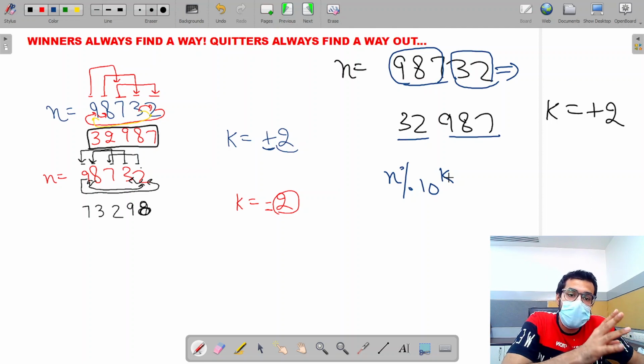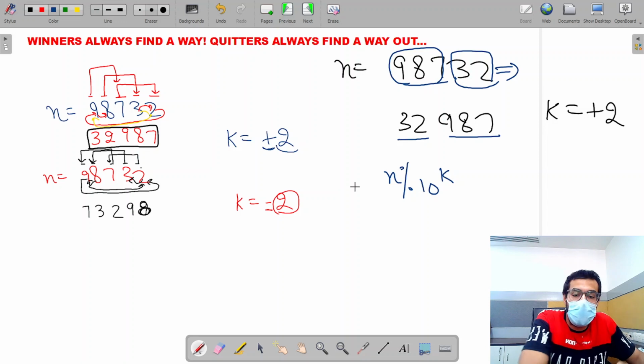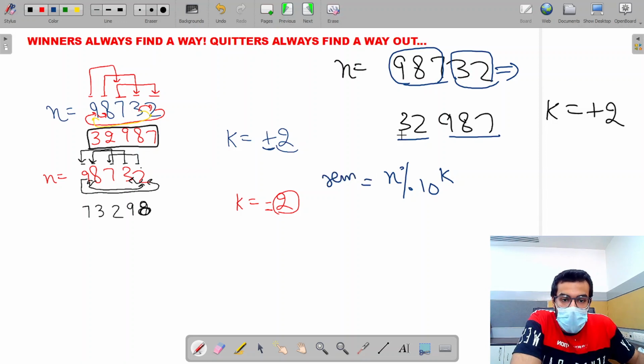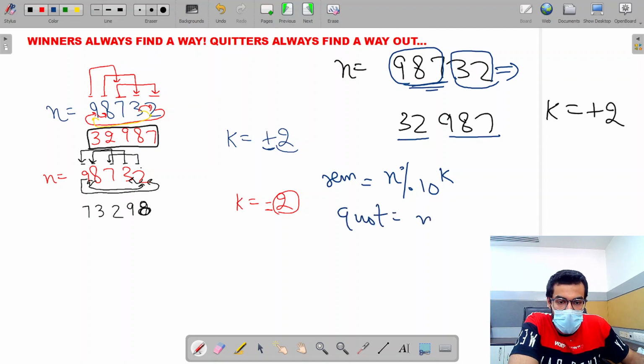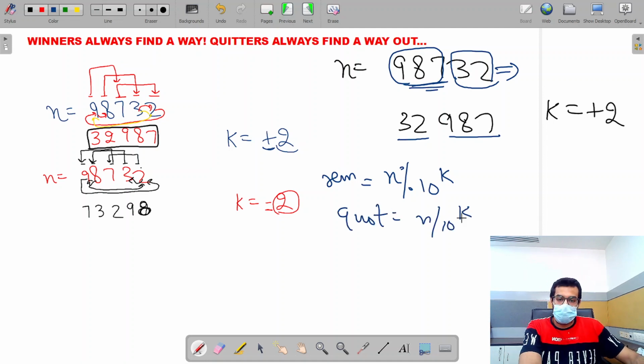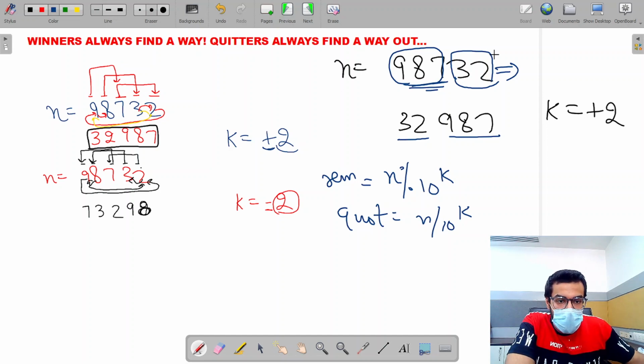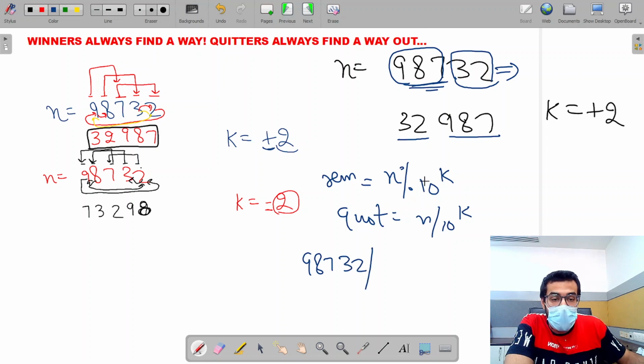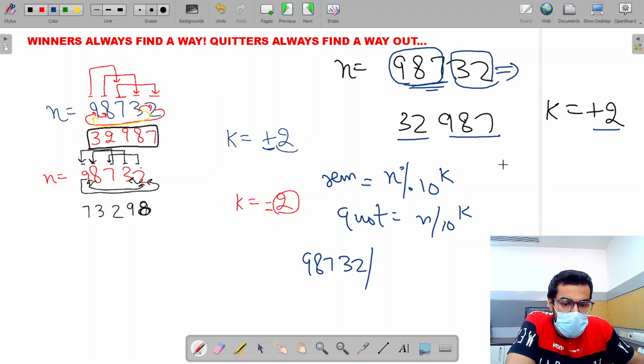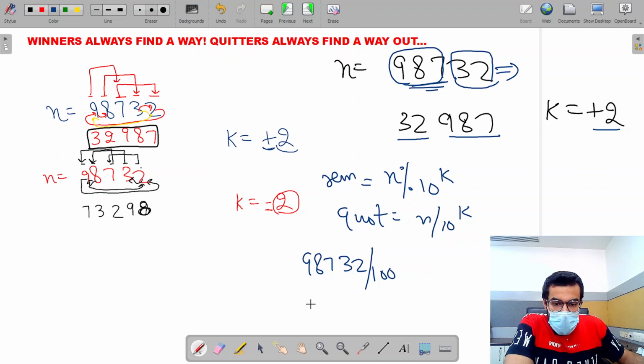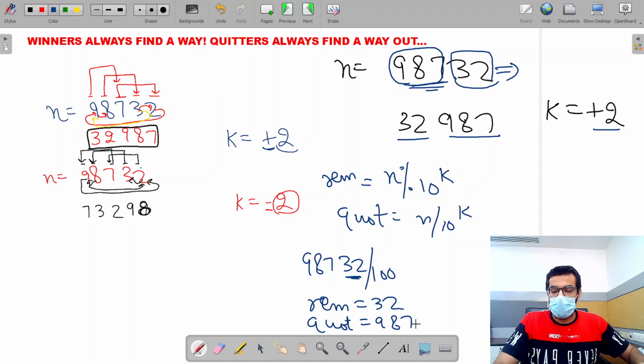Okay, and those k digits are basically the k digits from the end. So this is the remainder, and the remaining digits become the quotient. So the quotient is basically n divided by 10 to the power k. Now when this number 98732 is divided by, how many rotations do I want? 2, so I will be dividing it by 100. When it is divided by 100, the remainder will be 32, and because the remainder is the last two digits, quotient will be 987. This is the basic thing.